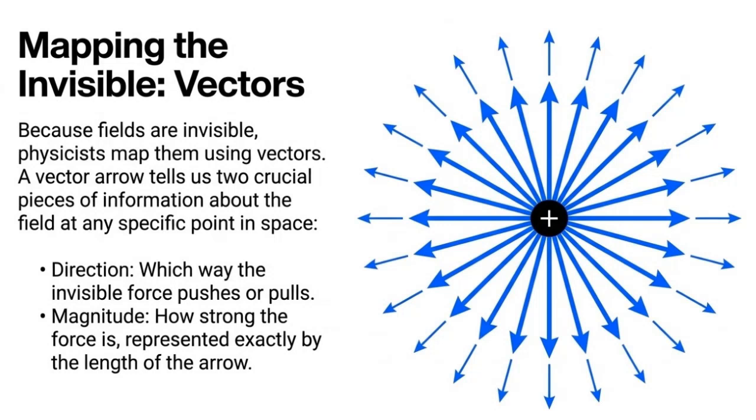They use vectors, which are arrows that show two important things about the field at any point: the direction the force is pushing or pulling, and how strong that force is. The direction is shown by where the arrow points, and the strength is shown by how long the arrow is. This way, even though the field itself is invisible, we can understand its behavior by looking at these vectors. The image here illustrates this by showing arrows radiating outward, indicating forces pushing away from a central point. This helps us visualize how the force varies in both direction and magnitude around that point.